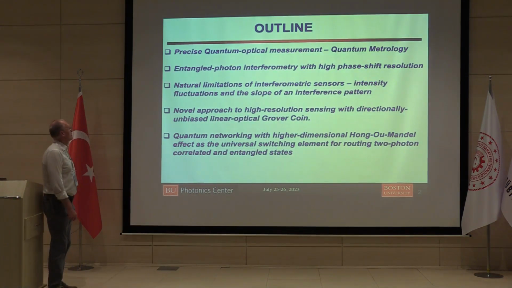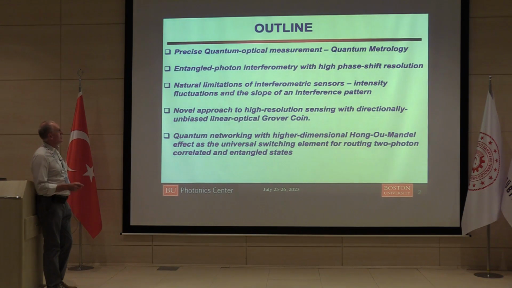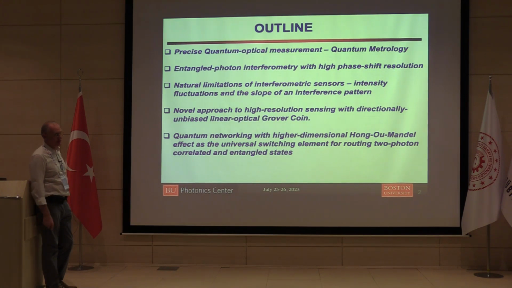Well, I'll talk about the introduction of this. So, I'll talk in terms of quantumness, quantum measurement. It's entangled quantum interferometry with high phase shift resolution. For the first one, quantum optical measurement, quantum metrology, you not always need entanglement. Sometimes just non-classical optical states are enough. But if you have entangled photons, you can have some extra additional features that you can use, and I'll show you that.